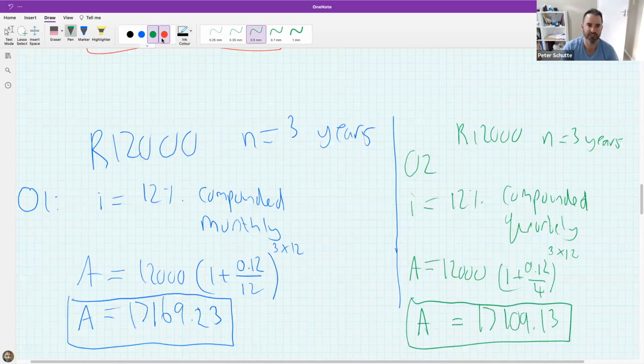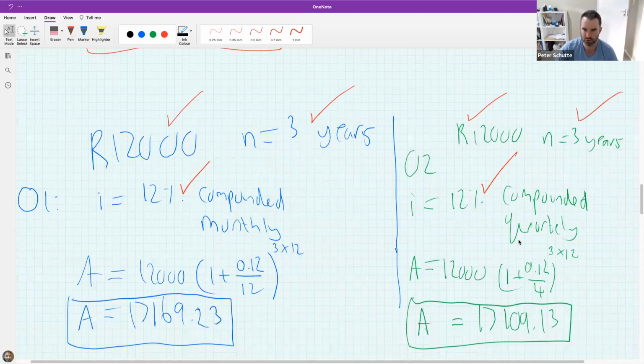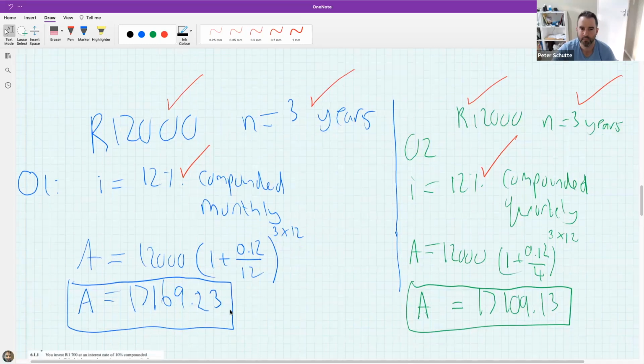Now, what I want to ask you is which option would you prefer, option one or option two? If I look at this on face value, there's a 12% here and a 12% here. There's a 12,000 here and a 12,000 here. There's 3 years here and 3 years here. Which option would you choose? They look so the same.